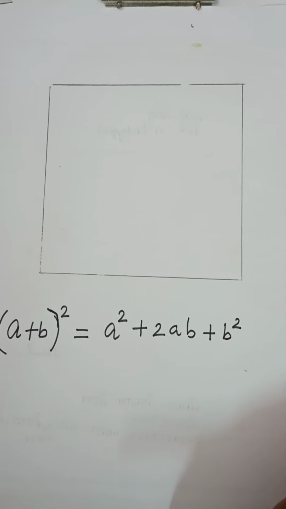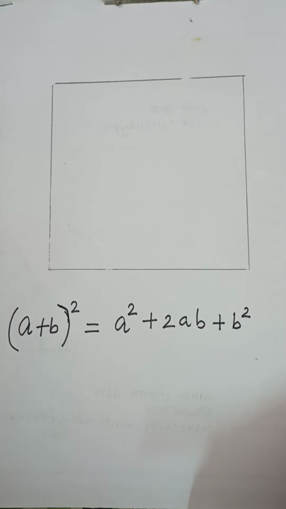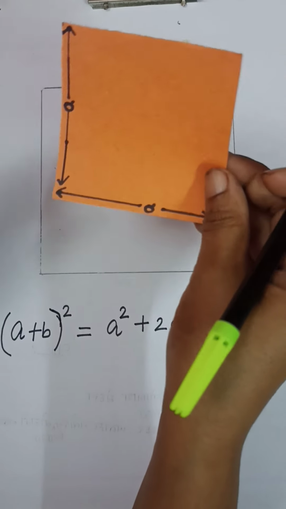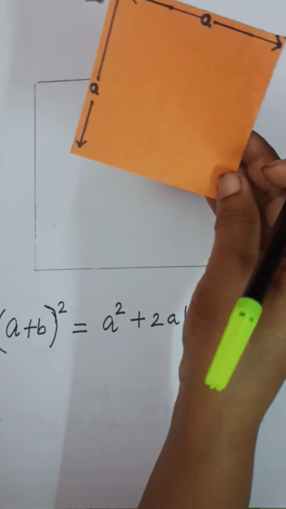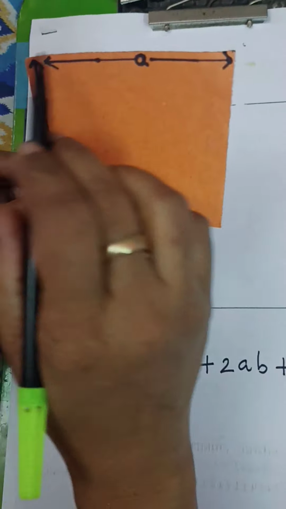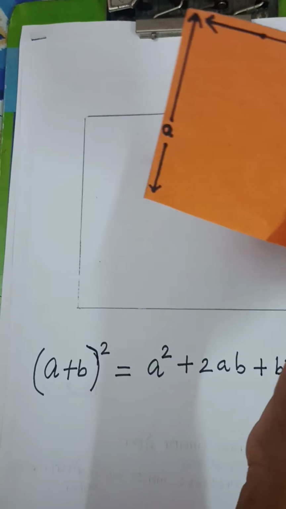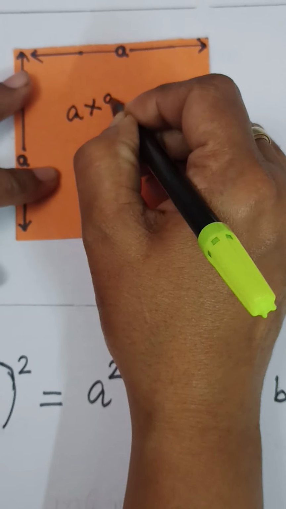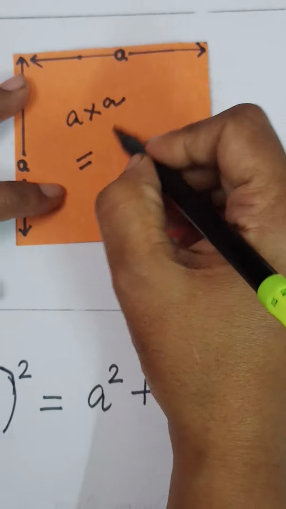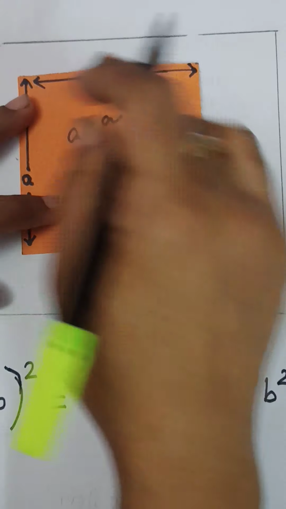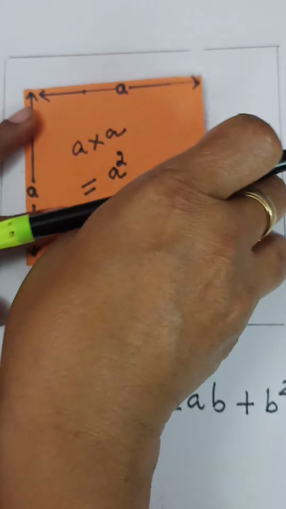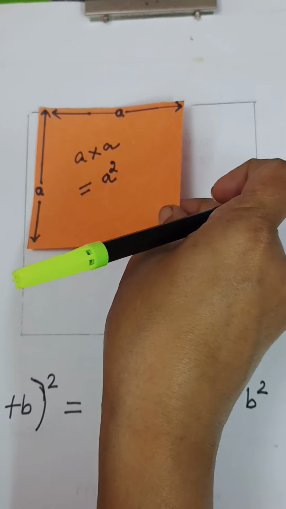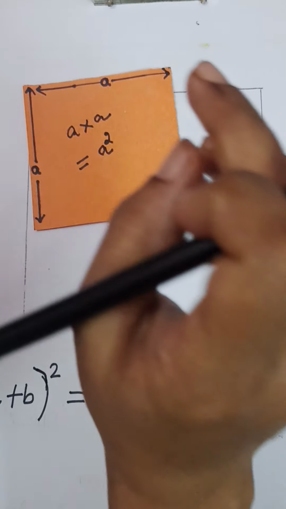You all are familiar with the concept of area, okay? So can you tell me what is the area of this square? This is A unit, this is A unit. So area of this square will be what? A times A. That is, A times A is what? A square. It means this orange paper sheet is how much? A square. Whatever unit it will be. Okay.